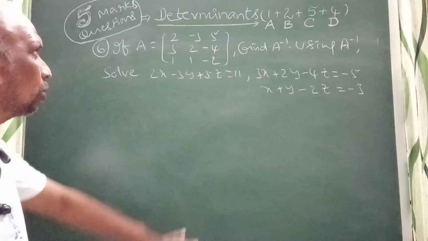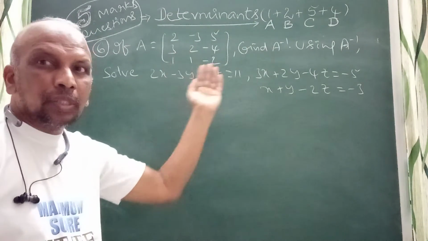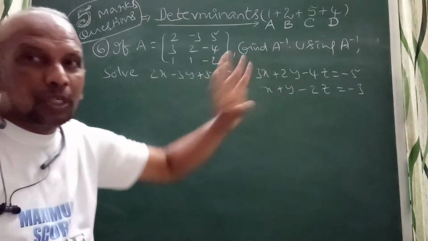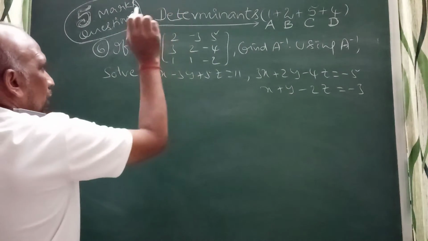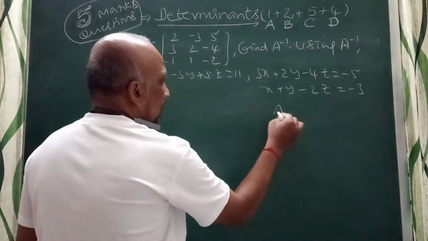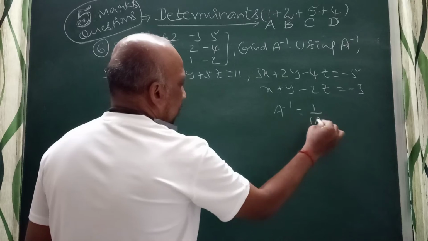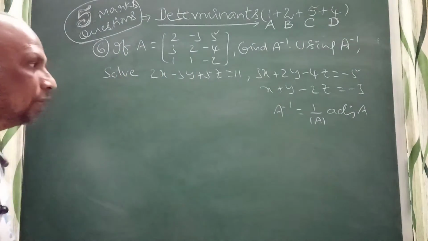Now see, in this problem they are given matrix A. Find A inverse. Using A inverse, you should solve these three equations. To find A inverse, we want det A and adjoint A, right? Why? Because we know the formula A inverse is equal to 1 by det A into adjoint A, right? So det A you should find.